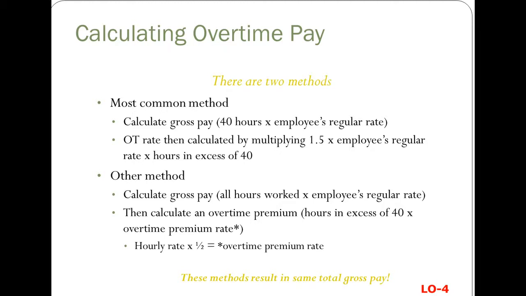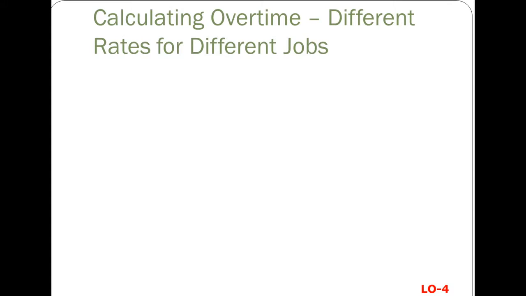The other method is calculate the gross pay, so all the hours worked times the employee's regular rate, and then calculate an overtime premium, which is just half of the hourly rate. So any hours in excess of 40 get paid an extra overtime premium rate on top of the regular rate. Either way, you're going to come up with the same total gross pay.